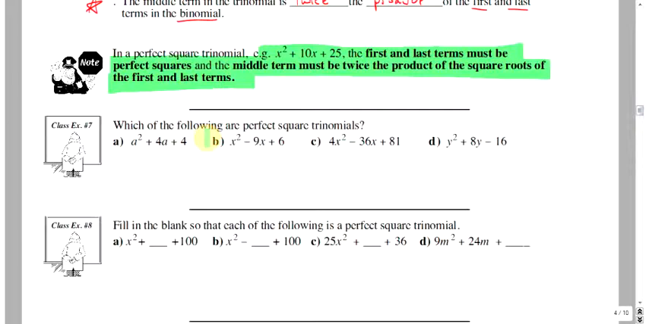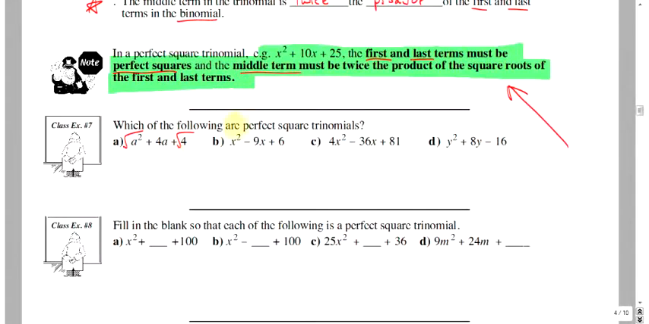Which of the following are perfect square trinomials? Well, we've got to look here. The first and last terms must be perfect squares. Let's check that. Is this a perfect square? I know that's a perfect square if I can take the square root of it. Can I take the square root of a squared? Yes. 4, the last term. Can I take the square root of 4? Yes. Now this is the trickier one.